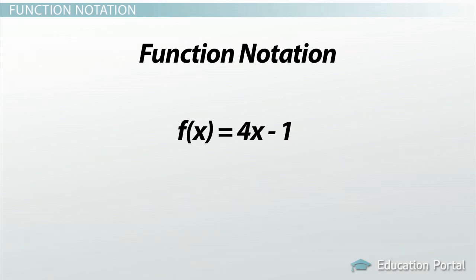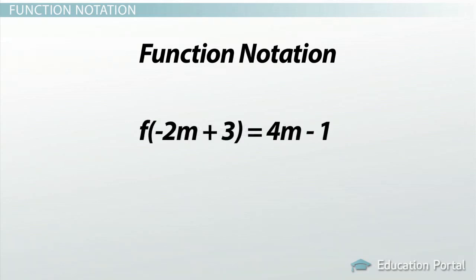Instead of substituting in a single term, what if we tried an expression with multiple terms? Maybe f of negative 2m plus 3. Just because it's a bigger expression doesn't mean we do anything different. Where there used to be an x, or a smiley, or a 6, or a w, now I put negative 2m plus 3. That gives us this, 4 times negative 2m plus 3 minus 1, which we can then simplify with the distributive property and combining like terms to end up with our answer, negative 8m plus 11.